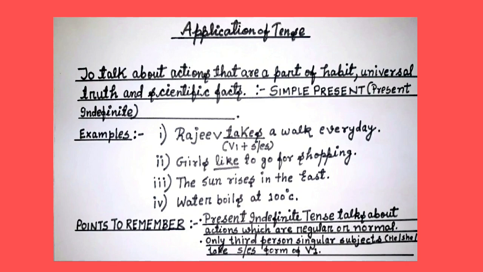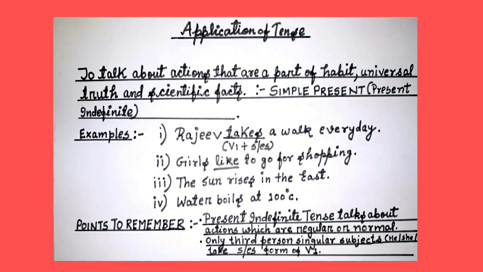The first example: Rajiv takes a walk every day. Now, this is an action that is a part of routine. So, in order to express this, we have used present indefinite tense. As we can see in the sentence, the structure will become clear. We have used the subject, which is Rajiv in this case. Then we have used the S form of the verb take.